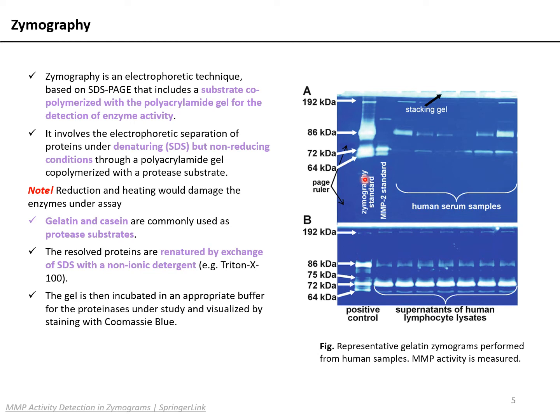Because if the marker itself does not have the enzymatic activity, you cannot visualize a marker on the gel. And if you cannot visualize a marker, then you cannot determine what is the weight of the proteins that are being separated out on the gel. So protease-like activities are detected as clear bands against a blue background of undegraded gelatin.